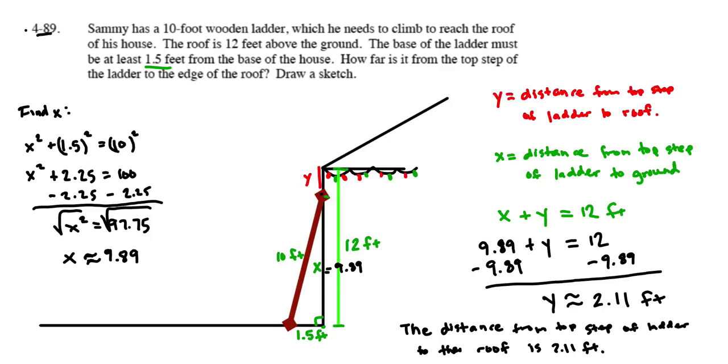This is problem 4-89. Please do not try this at home. Talk about getting on a ladder. If you do, make sure you have somebody spot you. It's all really easy for this ladder to just slide out, and then you've got a broken elbow or a broken face, something like that. So 4-89, don't play with ladders at home.